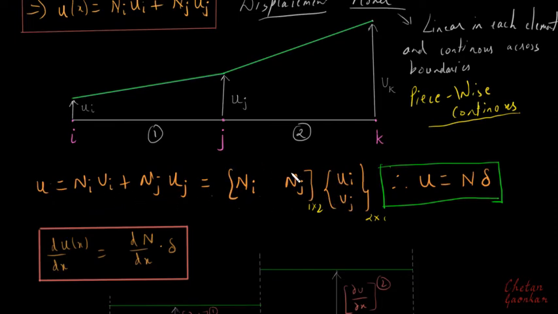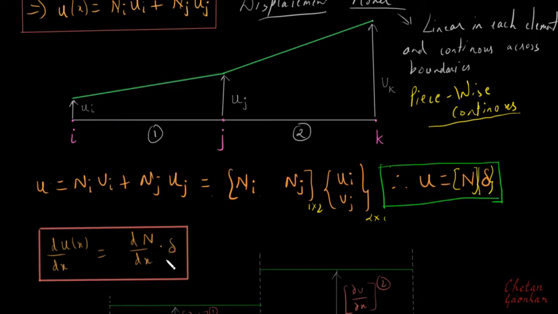Further I can denote this as n, and then this as delta. And if I take the derivative of this displacement model, then this delta, or this ui uj, are the unknown variables at the nodes. So they are not functions of x, they are fixed values at node i and node j, but these shape functions are functions of x. So this derivative of u with respect to x will be applicable only to the shape function.